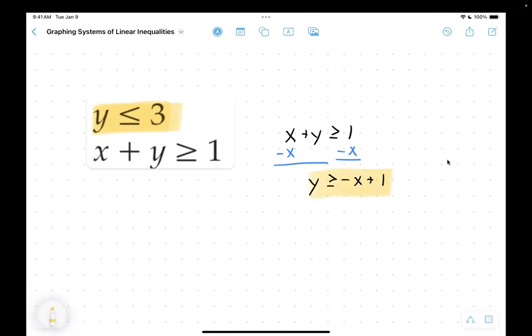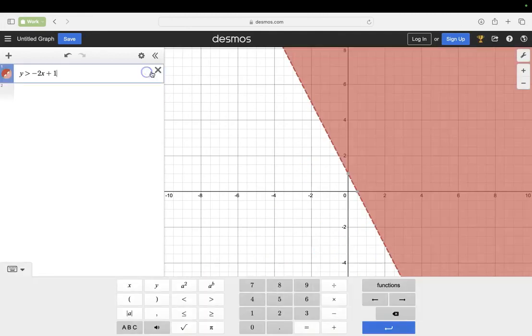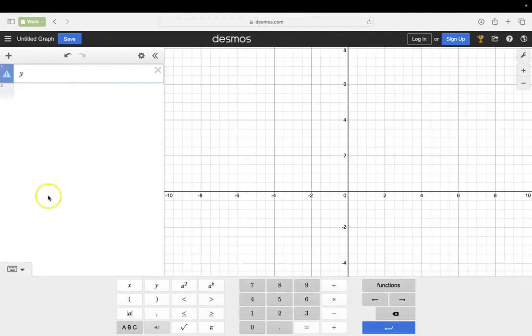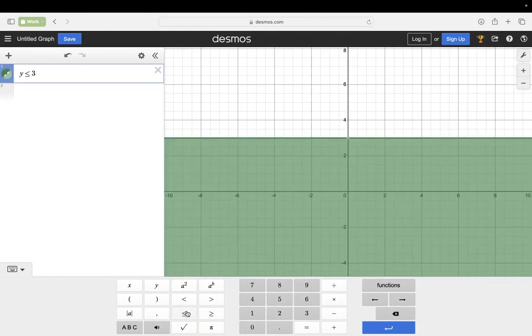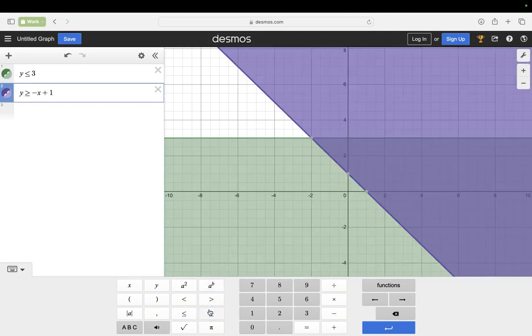And so now that inequality is in slope-intercept form. So the two that I'm going to be graphing are y is less than or equal to 3, and y is greater than or equal to negative x plus 1. So those are the two inequalities that I will be graphing. So I'm going to go back to my graphing calculator. y is less than or equal to 3 is, of course, just a horizontal line. It's less than, so it's shaded below the line. And it's less than or equal to, which means it is a solid line. And then the other one is y is greater than or equal to negative x plus 1.